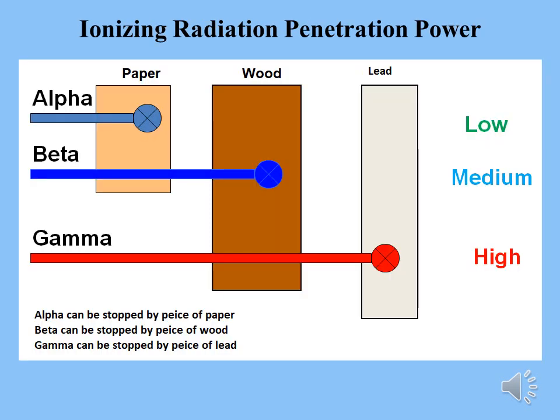Ionizing radiation penetration power. The figure shows that alpha particles can be stopped by a piece of paper. Beta particles can penetrate the paper but not a piece of wood. X-rays and gamma rays can penetrate the paper and the wood but not a wall of lead.